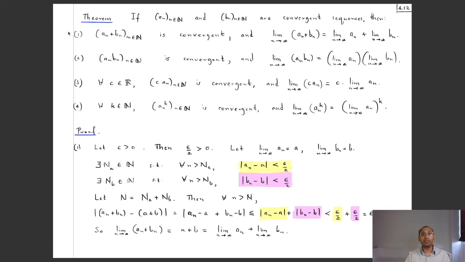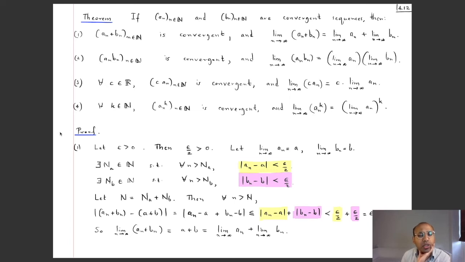So the real task is just to prove statements 1 and 2, that the term-wise sum of convergent sequences is convergent, with the limit being the sum of the limits, and the term-wise product of two convergent sequences is convergent, with the limit being the product of the limits of the individual sequences. So let's start with the term-wise sum.